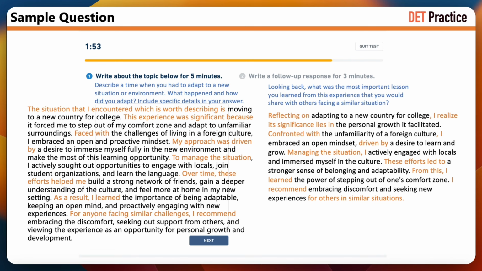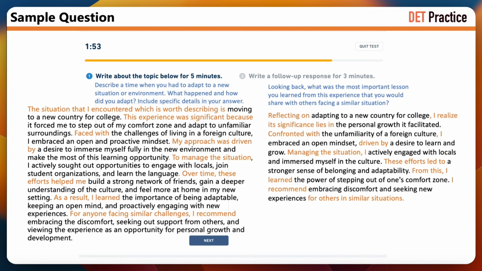Detailed process and outcome. The response states, "Managing the situation, I actively engaged with locals and immersed myself in the culture." It then describes the results. "These efforts led to a stronger sense of belonging and adaptability." Conclusion and lessons. The essay concludes with, "From this, I learned the power of stepping out of one's comfort zone. I recommend embracing discomfort and seeking new experiences for others in similar situations."